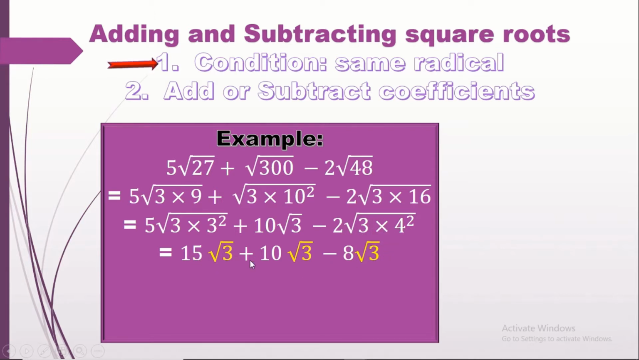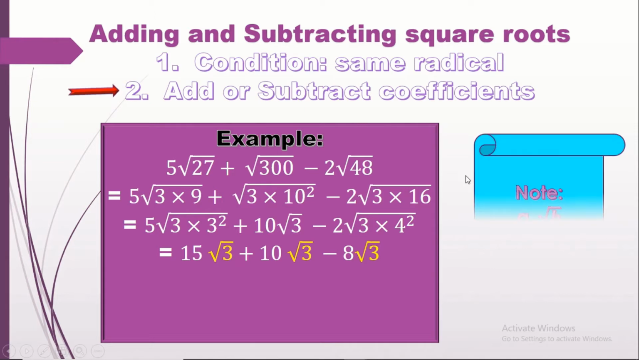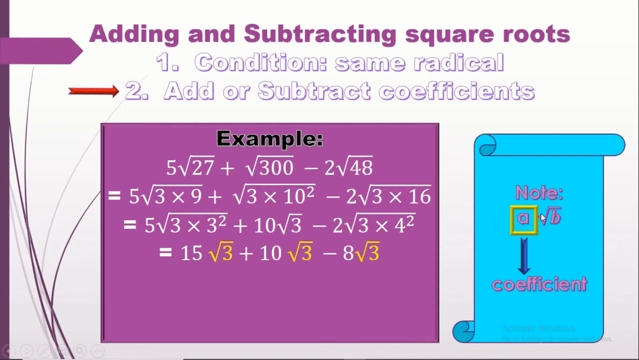Here, if you note, we get radical 3 in the first, second, and third terms. So we have satisfied the first condition, which is that we should have the same radical. What about the second one? Add or subtract the coefficients. What's the coefficient? The coefficient is the number that is directly in front of the radical. What are the coefficients here? 15, 10, and minus 8. So we can directly add or subtract them: 15 plus 10 minus 8, as if they are a common factor, all multiplied by radical 3. 15 plus 10 is 25, minus 8 gives us 17 radical 3.